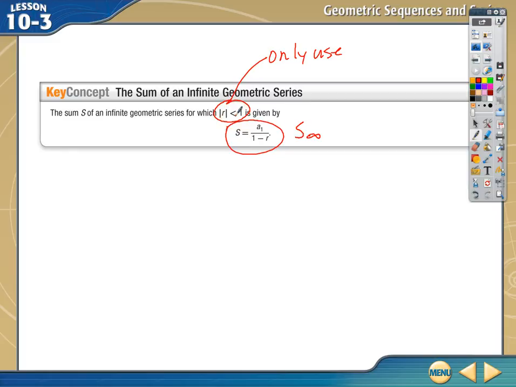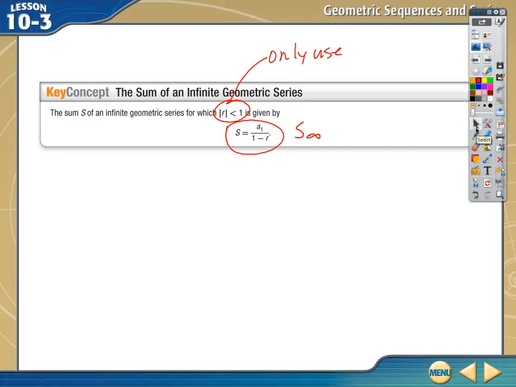Ratio. If my ratio or common ratio is more than 1, I can't use this because my sequence is divergent and I will not have a series or a sum that will converge to a number. My series will not converge. My common ratio needs to be less than 1.